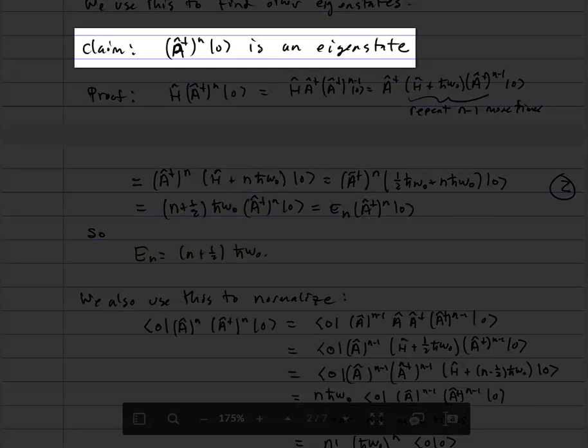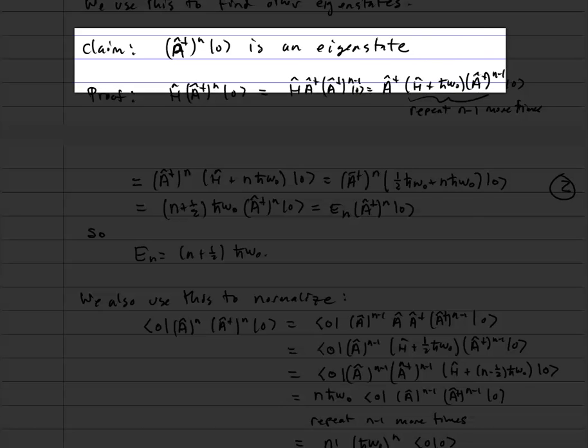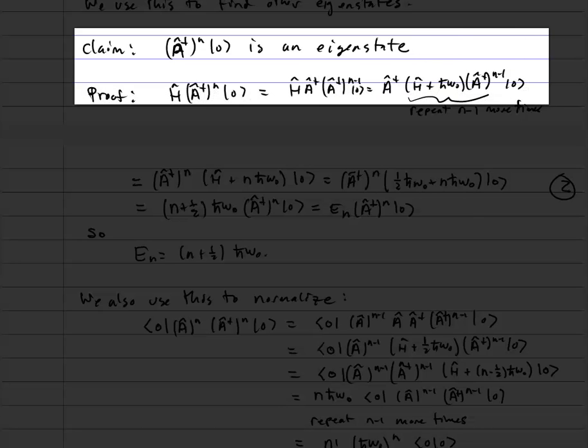Here's how we do it. Our claim is that a dagger to the n acting on the ground state is an eigenstate. Let's prove that. Well, if it's an eigenstate, then H acting on that state must equal an energy E times that state. So let's act H on that state. Let's write out what a dagger to the n is. Well, it's just a dagger times a dagger to the n minus 1. Now, H a dagger can be written as a dagger times H plus h bar omega 0. And then that's multiplying a dagger to the n minus 1 times the ground state.